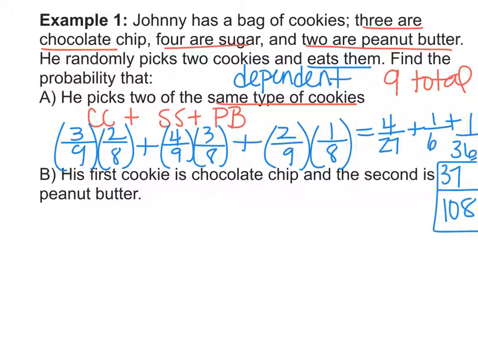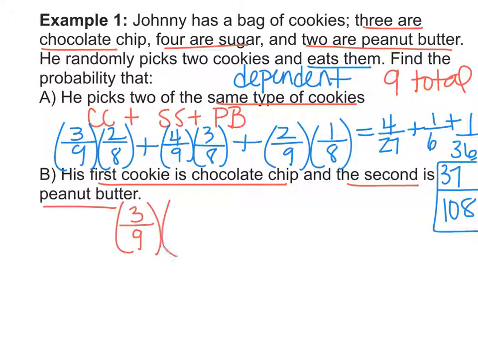Okay, part B is a little bit more specific. It says, what's the probability his first cookie is chocolate chip, and then that the second cookie is peanut butter? So in this situation, because they're specific about the order, we don't have to consider multiple situations because they've really only given us one type of scenario for how this could pan out. So the probability that the first cookie is chocolate chip, if we're starting this over, there are 3 of them out of 9 cookies total.